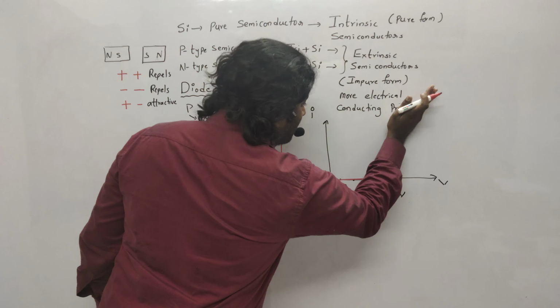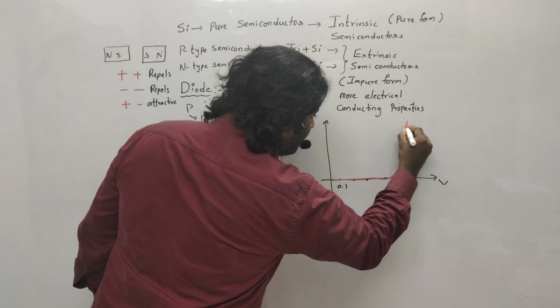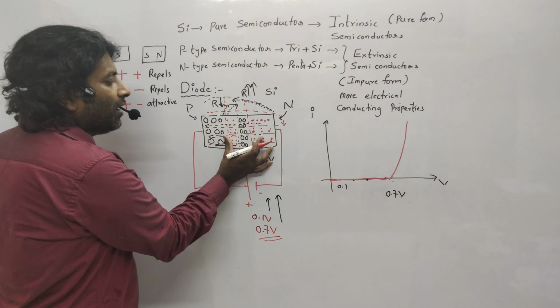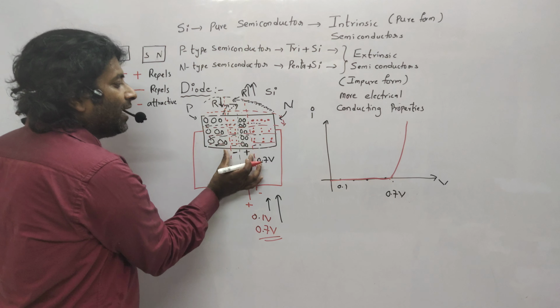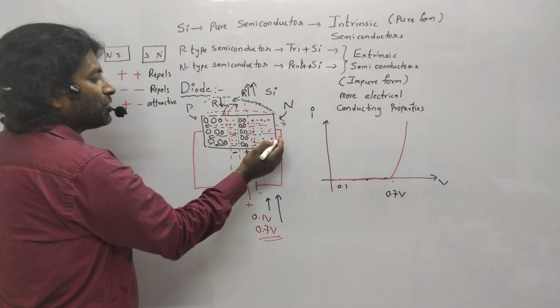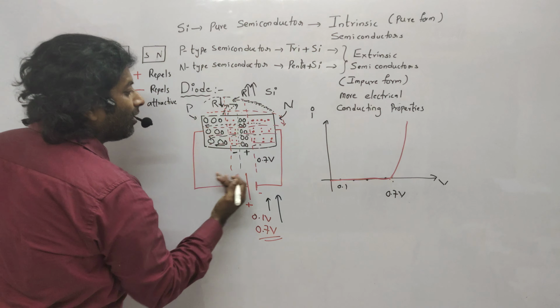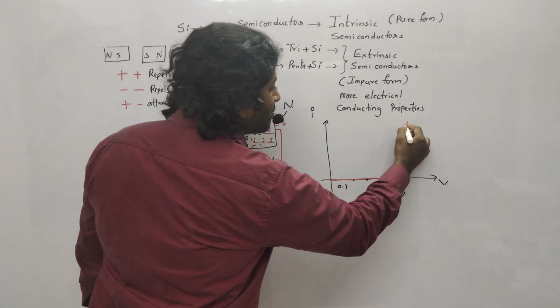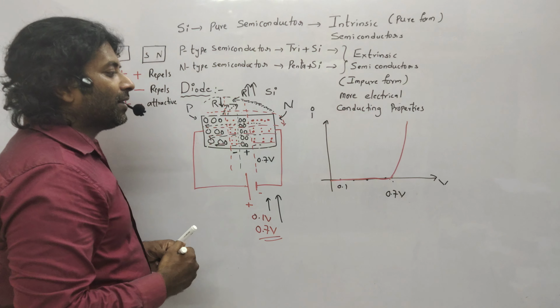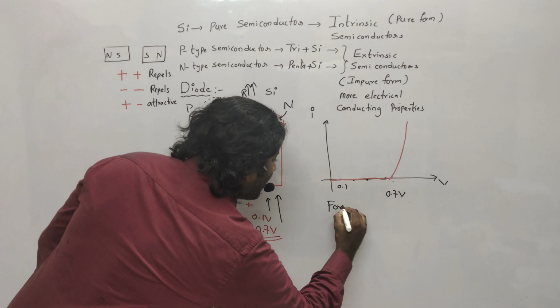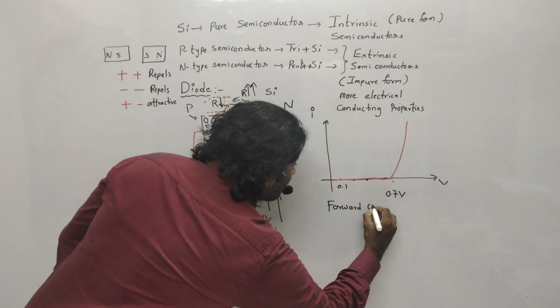The curve shows only a little bit of bend because heavy current flows after junction breakage. After junction breakage, heavy current flows because there is no opposition. So all the electrons will flow easily, and heavy current flows through the diode. These characteristics are called the forward characteristics of the diode.